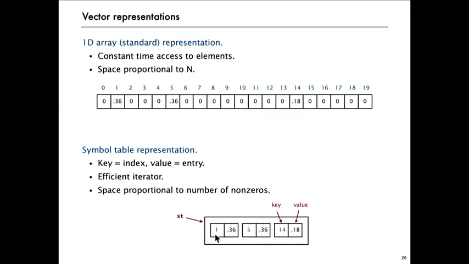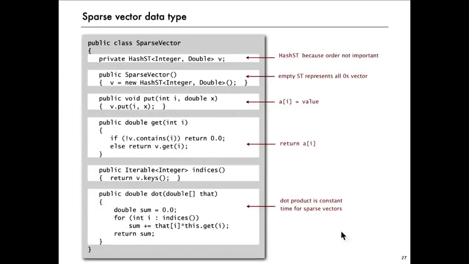So this has the same amount of information. It says that index 1 has 0.36, index 5 also has 0.36, index 14 has 0.18, and so forth. But the space, instead of being proportional to n, is just proportional to the number of non-zero entries, which again in typical applications may be way, way less. And so now we know we have a symbol table implementation that has an efficient iterator, and access is also not bad. It's just that we're able to do it with way less space.